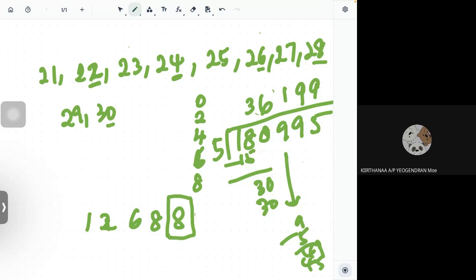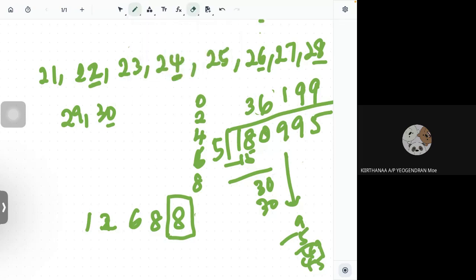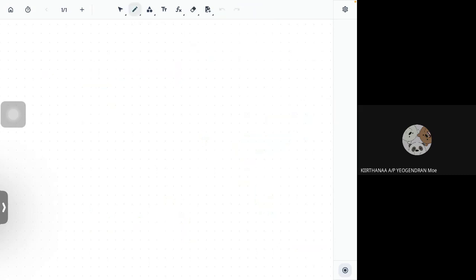So the first rule is the last digit must not be an even number, and then the last digit cannot be 5. You cancel out those numbers first, and then you must check whether the numbers can be divisible by 3, 7, or 11. Okay, straight away we go from 1 to 10 first.